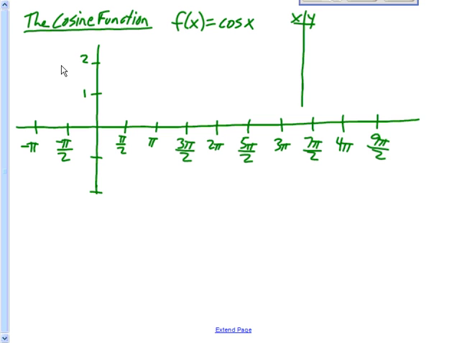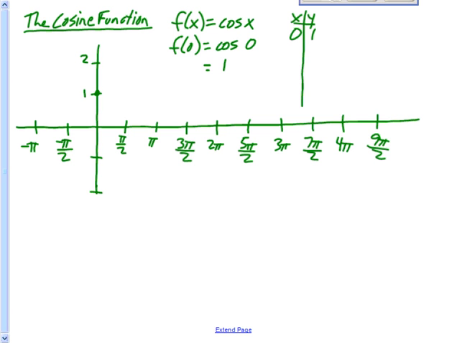Back. We just took a look at the sine function. Let's look at the cosine function. So now if we let y equal the cosine function, let's plot some points here, like 0. What is the cosine of 0? Well, we know it's 1. So 0, comma 1, let's put it on there.